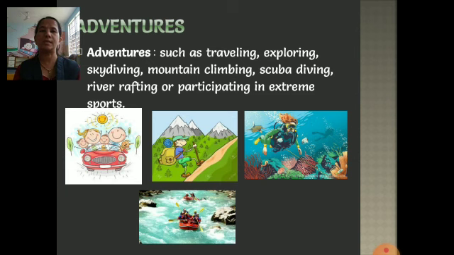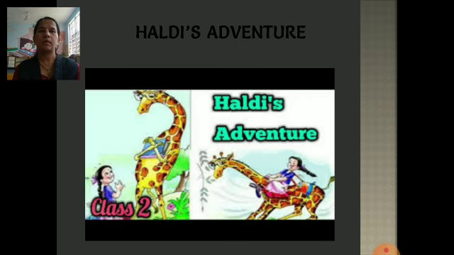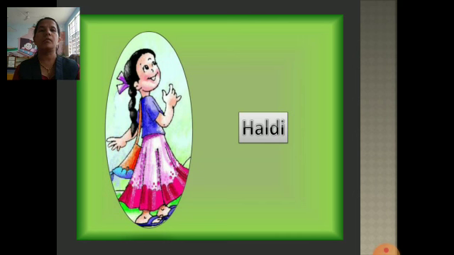So, today's lesson is based on something like this. So, let us see who is there in this lesson. Okay, so today's lesson is Haldi's Adventure. So, we can see a small girl there, right? Yes, this girl, her name is Haldi, right? She walks to her school every day and she enjoys and loves to go to school.